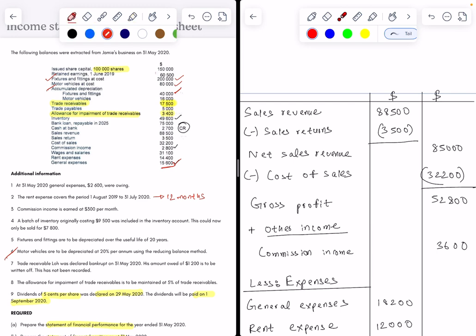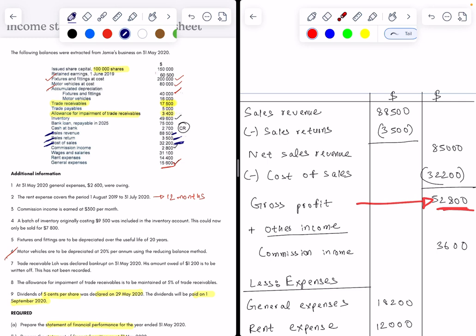So the sales revenue and the sales returns have already been used, so we are just taking them. Next, from the net sales revenue, you subtract the cost of goods sold. And the cost of goods sold is given to us in the list at $32,000. So we are taking that as well, right underneath the sales returns. So $32,200 subtracted from $85,000 gives us a gross profit of $52,800. Next, do not forget the other income, and that is the commission income.